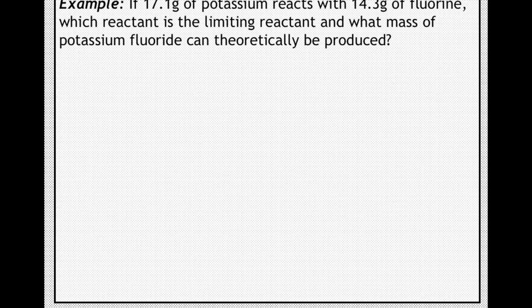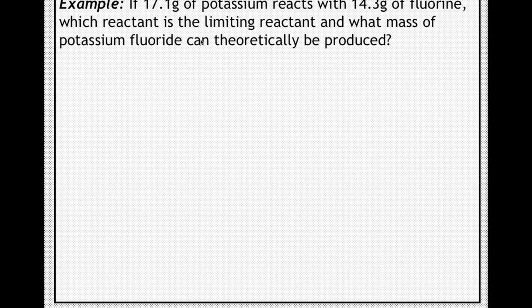These equations are pretty involved, okay? And it's nothing new. You just have to do something twice. You have to do what we've been doing twice, and you're just comparing and picking the smallest product, okay? So our first example: if 17.1 grams of potassium reacts with this many grams of fluorine, which reactant is the limiting reactant and what mass of potassium fluoride can theoretically be produced?